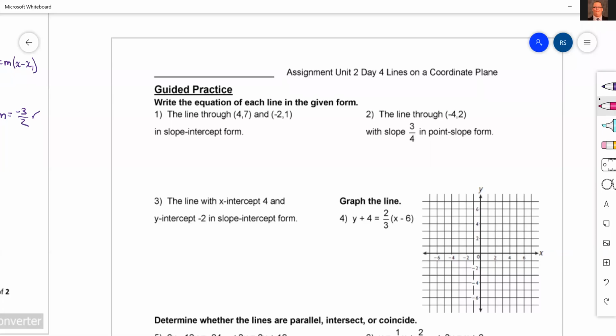Now let's look at the guided practice. It's a little bit longer today, but that's okay. That just means I'm doing more with you. So first they ask us to write the equation of some of the different lines.